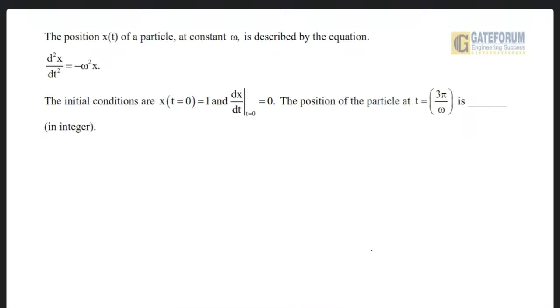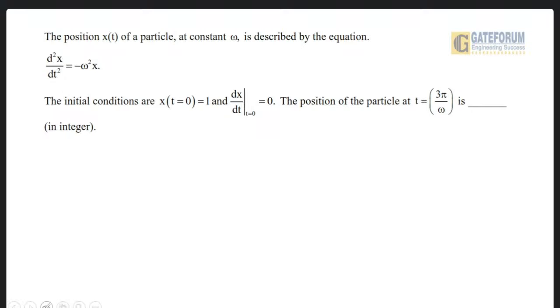The question: the position x of t of a particle at constant omega is described by the equation d square x by dt square is equal to minus omega square x. The initial conditions are x of t at t equal to 0 is 1 and dx by dt at t equal to 0 is 0. The position of the particle at t equal to 3 pi by omega is?